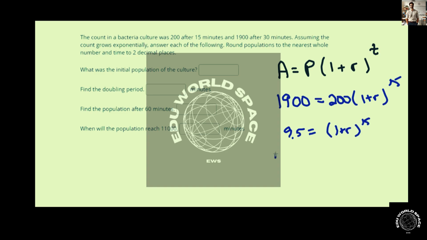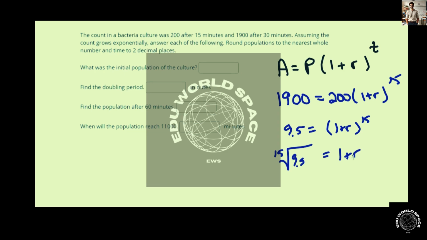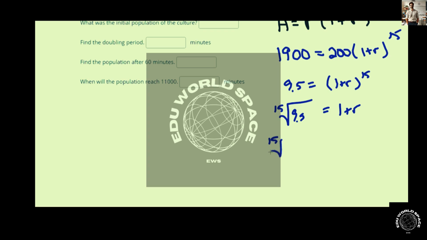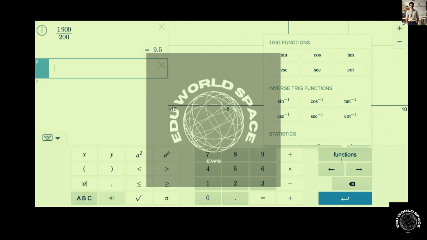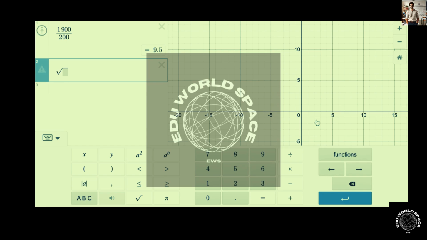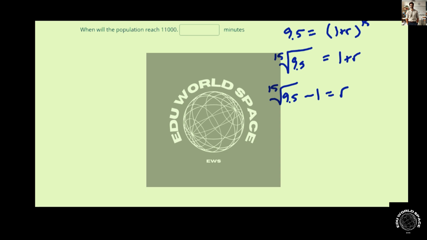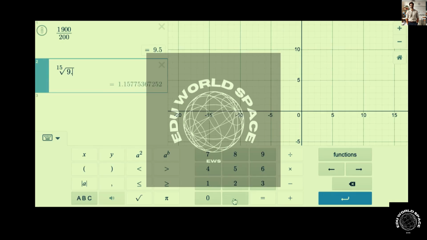Then we'll take the 15th root of both sides and then subtract 1. So it's the 15th root of 9.5 minus 1. You can find the 15th root with decimals under functions. On a handheld calculator, you should find the nth root as well. The 15th root of 9.5 minus 1 is 0.1619.